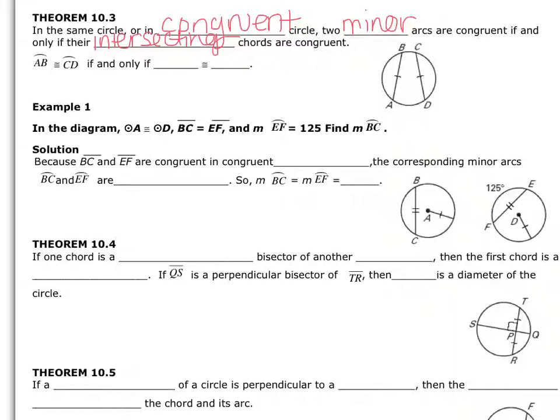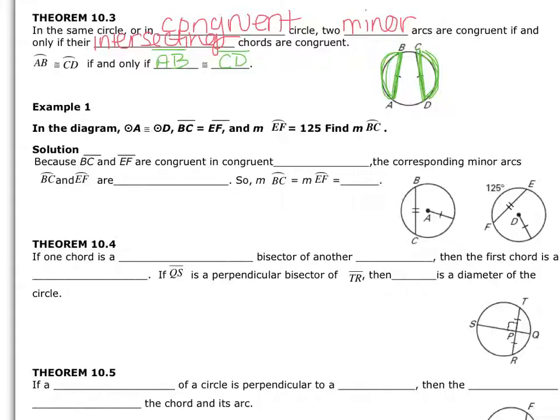So what this is saying is that arc AB here is going to be congruent to arc CD if indeed the chords are congruent. So if the chords are congruent, then the arcs are congruent. If the arcs are congruent, then the chords are congruent. So arc AB will be congruent to arc CD if and only if segment AB, which is the chord, is congruent to segment CD, which is the other chord.